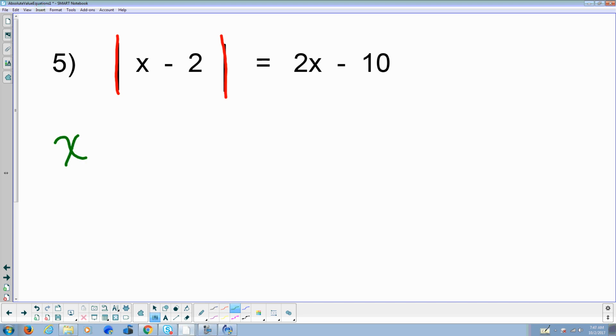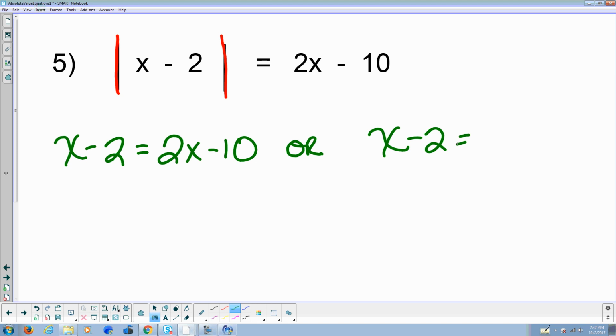First problem, x minus 2 just comes down, equals 2x minus 10 just comes down. For the second problem, we're going to keep what's in the absolute value bars the same. And we're going to change the signs after the equal sign to be negative 2x plus 10. So all of the signs on one side have to be changed. It doesn't technically matter which side you change the signs on, but I always change the signs after the equal sign. Now we're going to solve each of these.